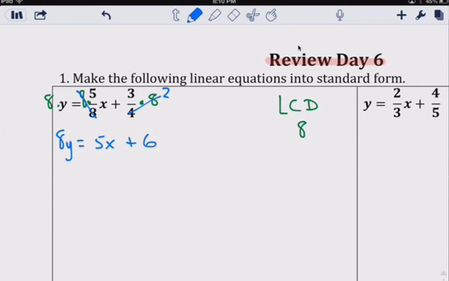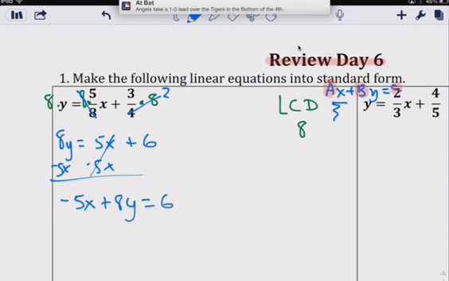This is standard form. Remember, it's ax plus by equals c. Standard form is always in order, what you normally see. That's how you remember it, in A, B, C. Standard form in scientific notation is regular numbers. So this is negative 5x, because the x comes first, plus 8y equals 6.